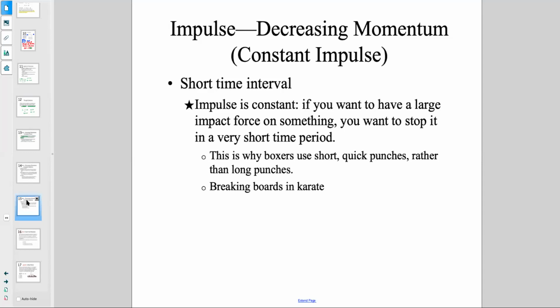So impulse is constant. If you want to have a large impact force on something, you want to stop it in a very short period of time. Remember the brick wall? This is why boxers use short, quick punches rather than a long punch. Remember the brick wall and the wall with a foam on it? Another example is breaking boards in karate, right? So you are applying a force over a short time rather than the long punches, all right?